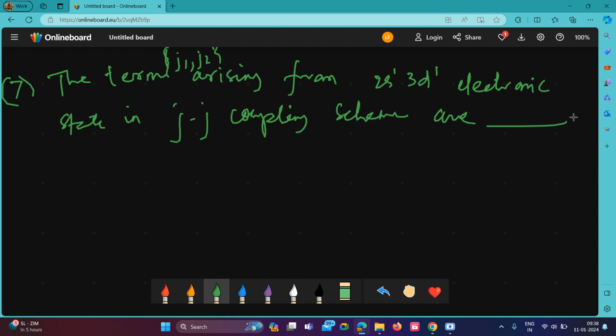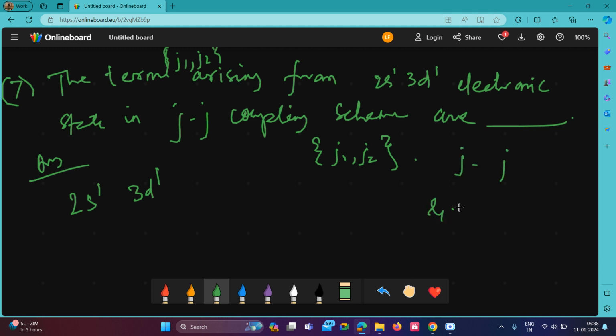There are 4 options. I won't give options. You have to write in terms of J1 and J2. So how will we write it? See, 2s1 3d1. JJ coupling means what? What are the steps? First L1 S1 of the first one, make the J like LS coupling of them, we will get J1. Exactly like L2, S2, J2. And then you have to do J1, J2, that is J.